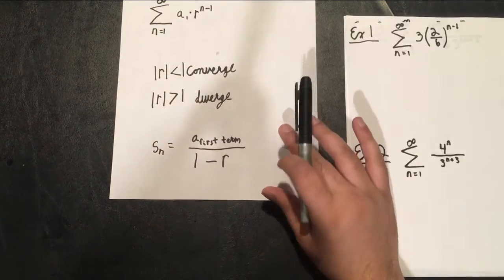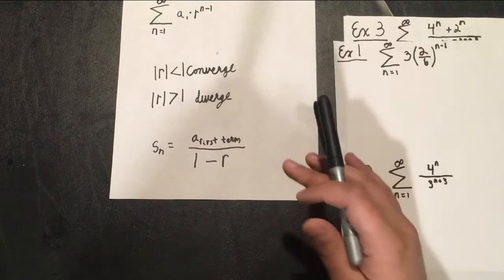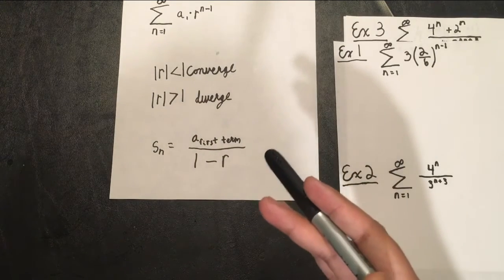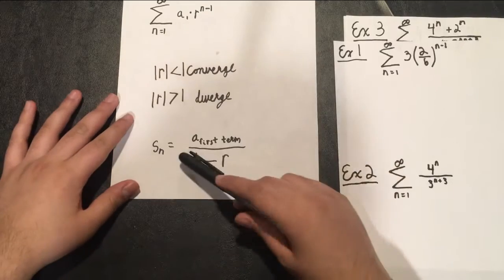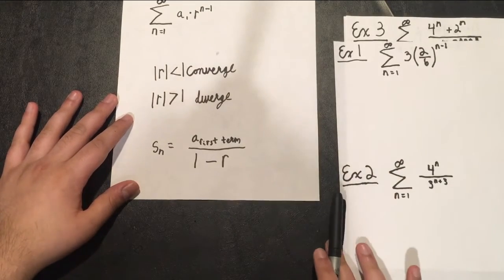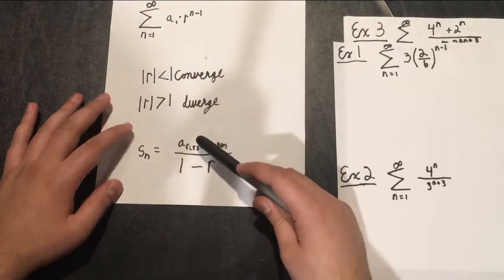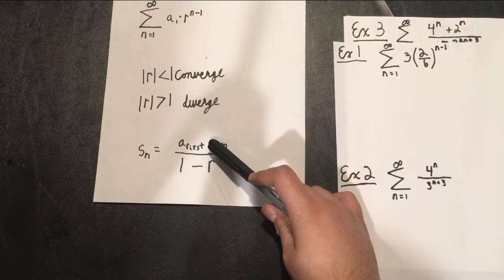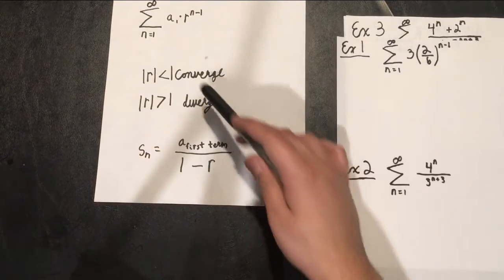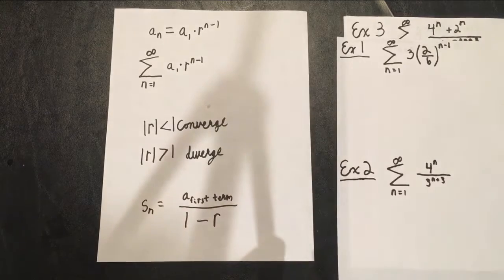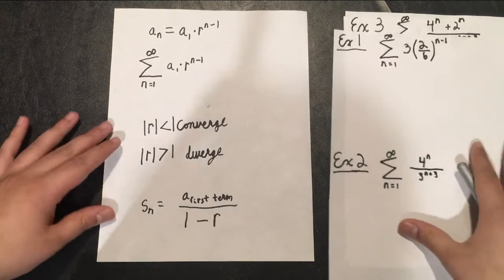Now, figuring out what a series will converge to, if it does, is done by this very simple formula. It's the first term in the series over 1 minus whatever your ratio is. All right? Now we're going to look through some examples of this.